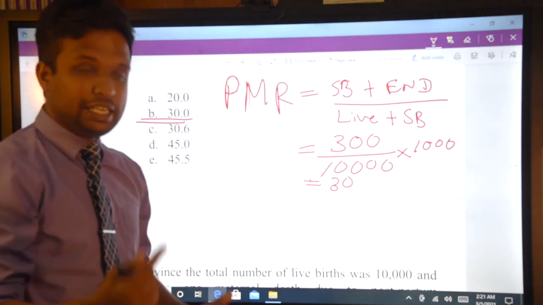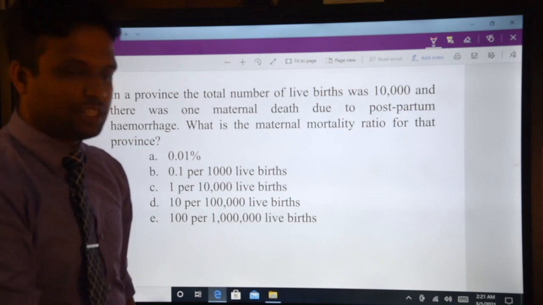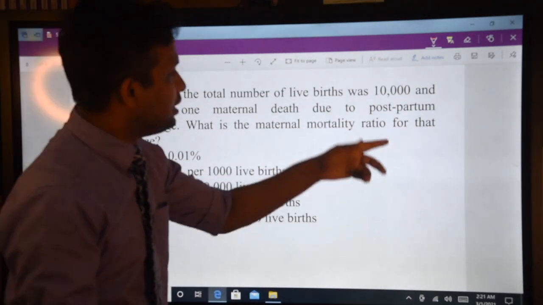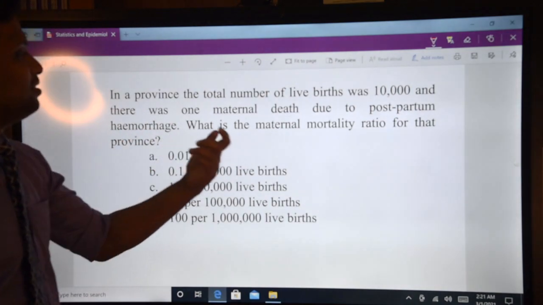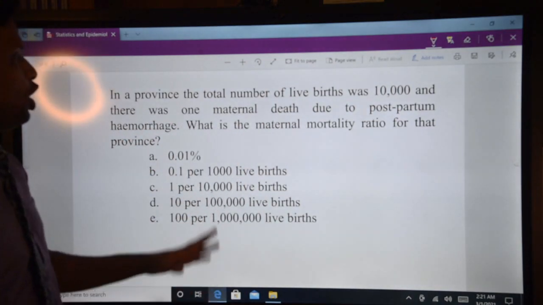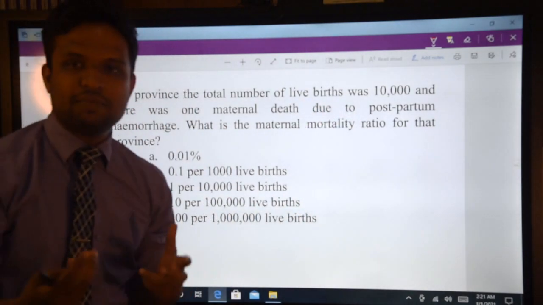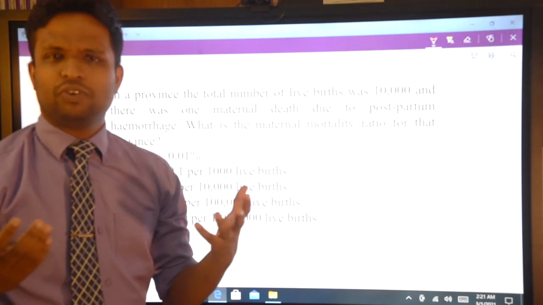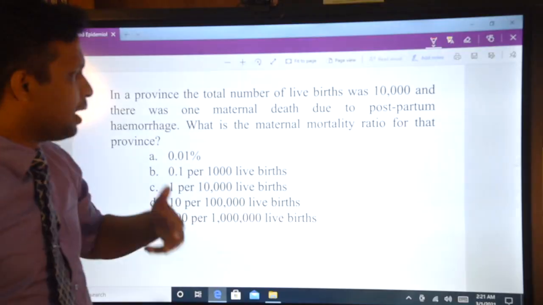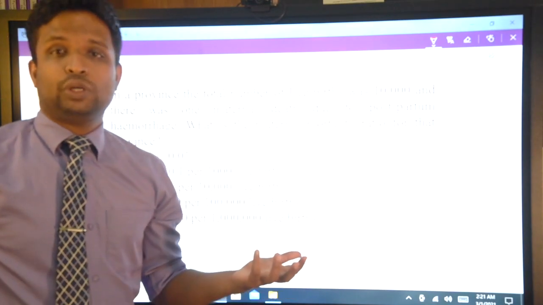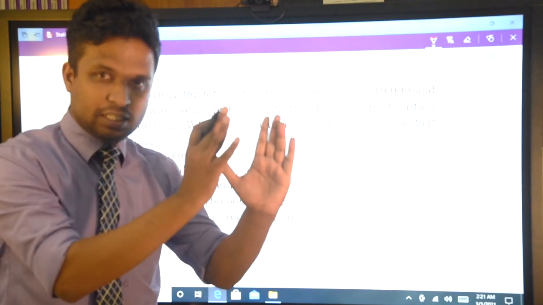We'll go for the next MCQ. A very simple MCQ: in a province, the total number of live births was 10,000 and there was one maternal death due to postpartum hemorrhage. What is the maternal mortality ratio for that province? It's a very simple mathematical thing. We know what the maternal mortality ratio is: the number of maternal deaths divided by the number of live births during a certain period.